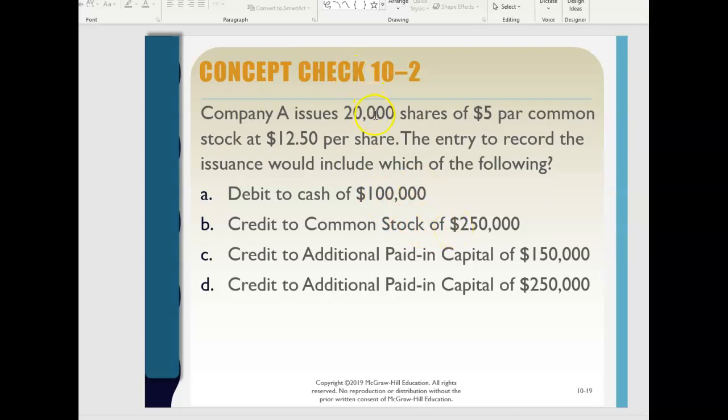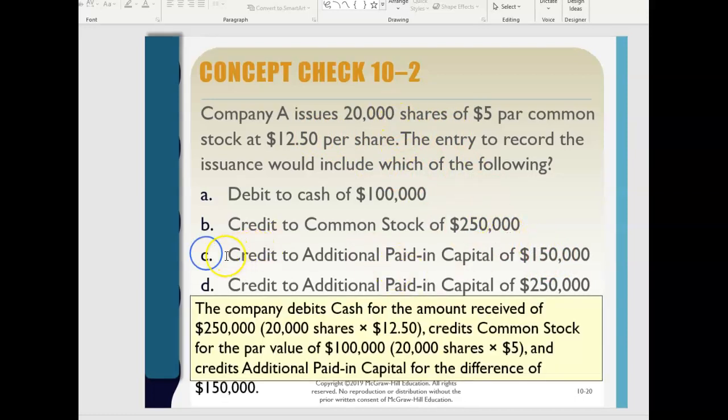No. Here's the 20,000 shares. There's the par value. The common stock is going to have a credit of $100,000. Here's the additional paid in capital. The $12.50 minus the 5, that's an additional $7.50 times the 20,000 shares. That's going to be the journal entry that we need to note. We're going to practice this.